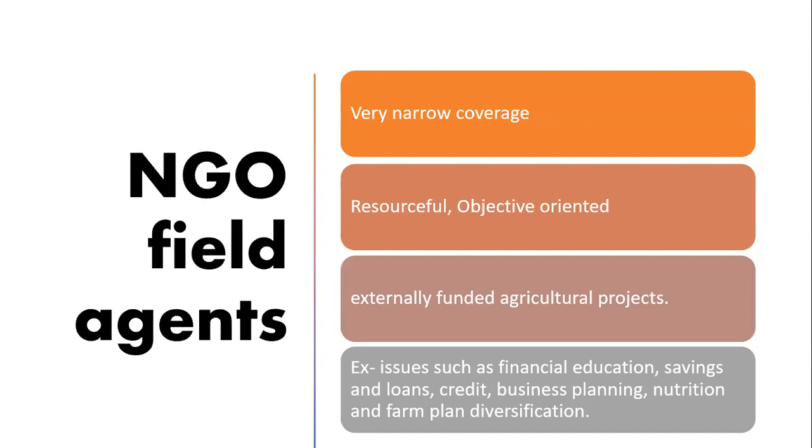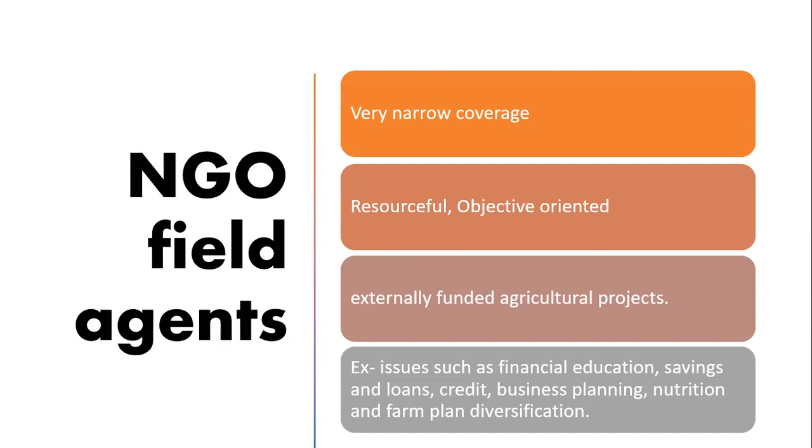This is the NGO field agent, which is also one main partner in the pluralistic extension model, right? We discussed the farm organization, the farmer, the lead farmer, and then the commission agents. Now we discuss the NGO field agent. This is also one of the main partners in the pluralistic extension model.